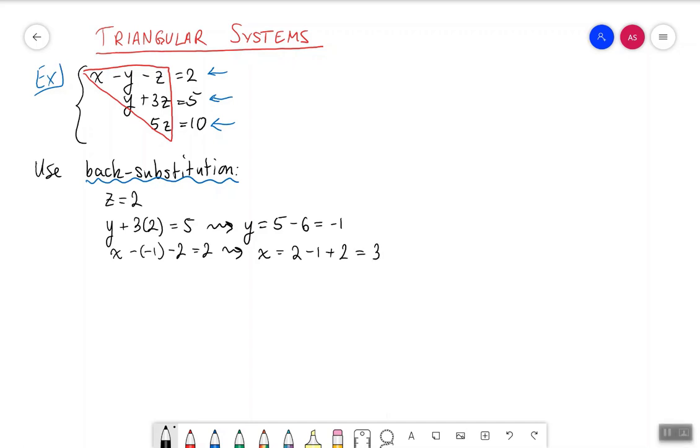In the next video, I will talk about an algorithm called Gaussian elimination for solving general systems of linear equations. The main idea of that algorithm is to find a way to transform general systems of linear equations into triangular form and then use back substitution.